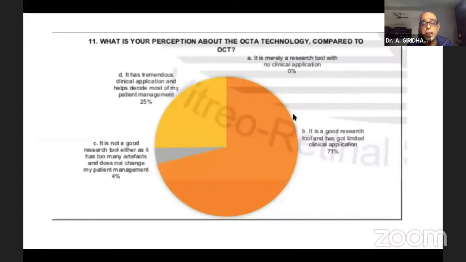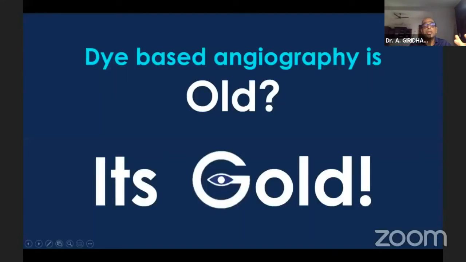And what does the VRSI survey say? It's a good research tool, with limited clinical application. And if I tell my patient that I'm going to treat you with a research tool, it will be a really difficult situation. Patient will wonder whether I'm being made a guinea pig. And therefore, my dear friends, dye-based angiography is old, but it is still gold. So please don't go and invest in a large machine like Octa at this moment when you're finding it difficult to pay even the existing EMIs in this pandemic.